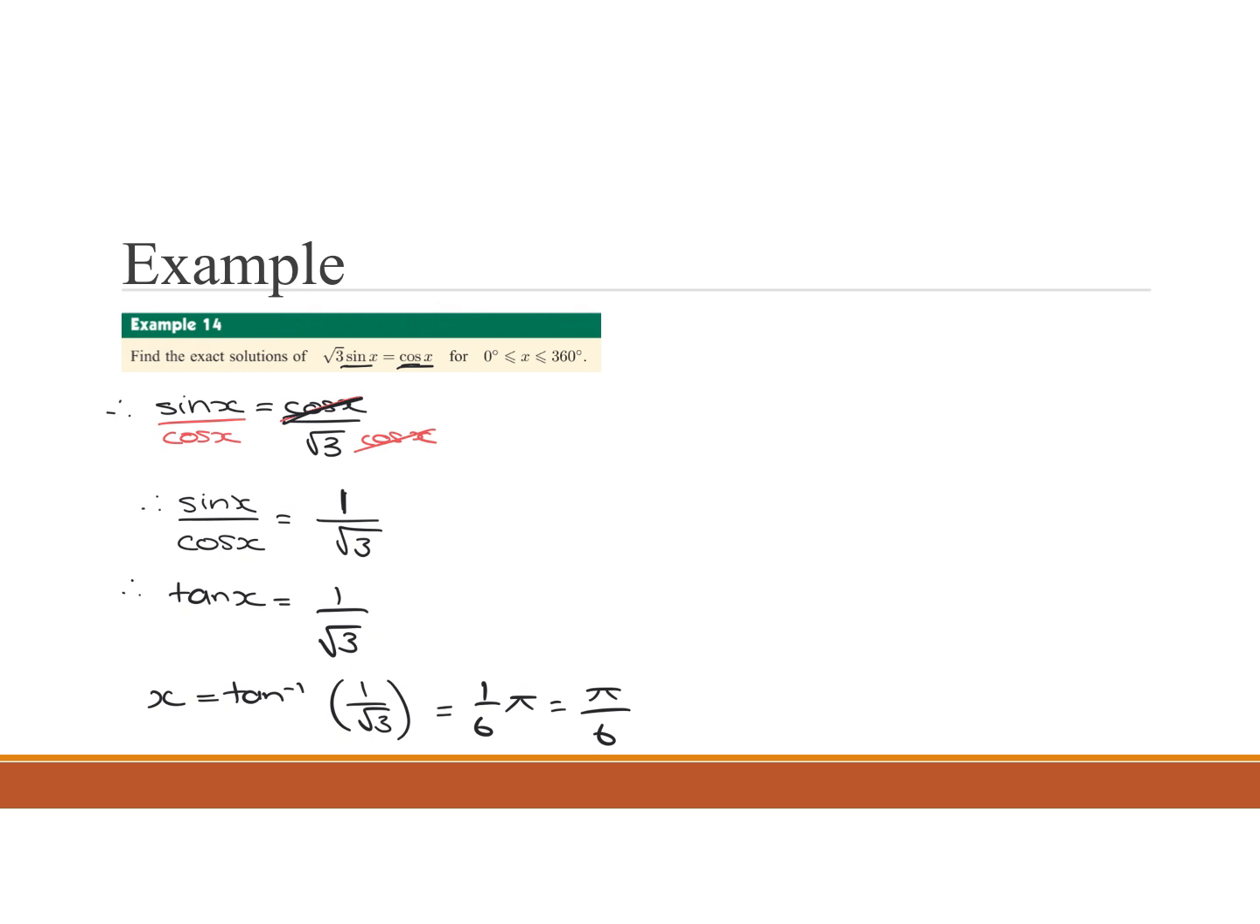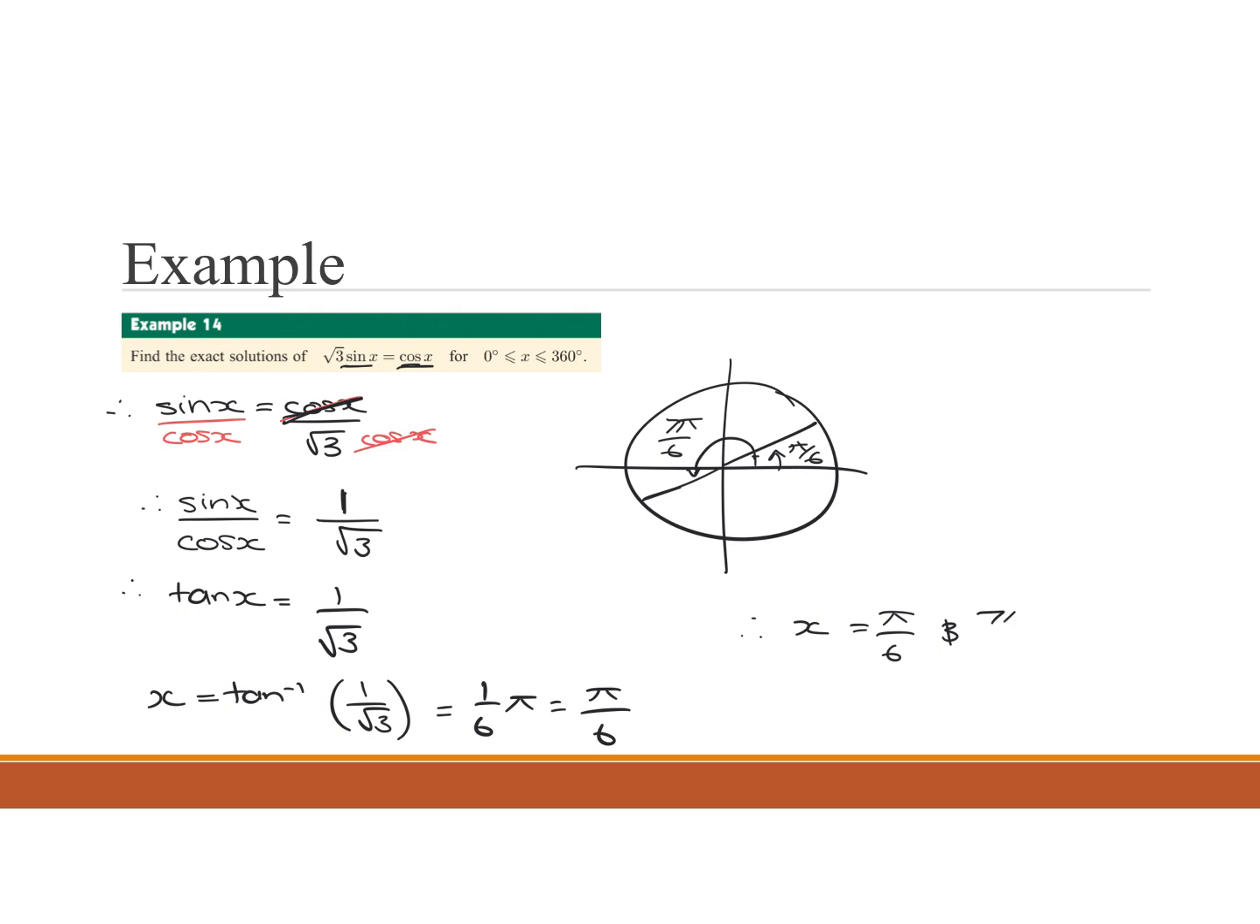So if we have a look on here, pi on 6, we can see that that's there. Now remember with tan, it's directly across. We always go directly across. So the equivalent of the pi on 6, that's kind of terribly drawn, come around. If we have a look on our unit circle, it's going to be 7 pi on 6. So therefore we can say that we've got x is equal to pi on 6 and 7 pi on 6.